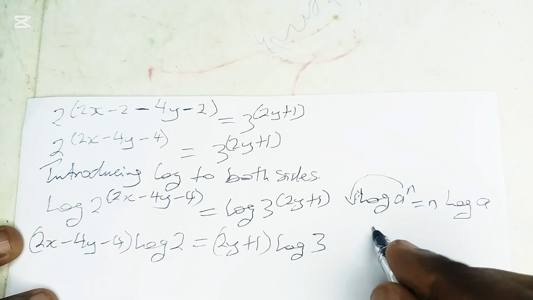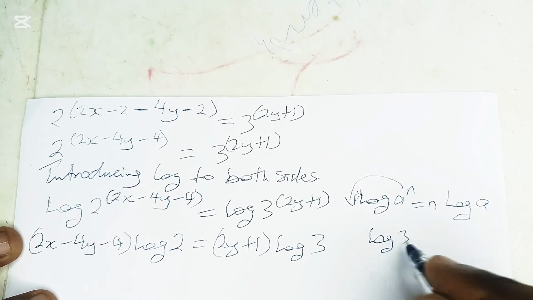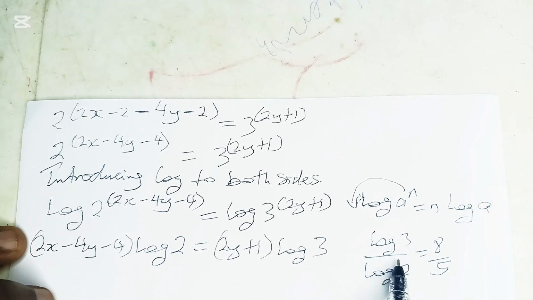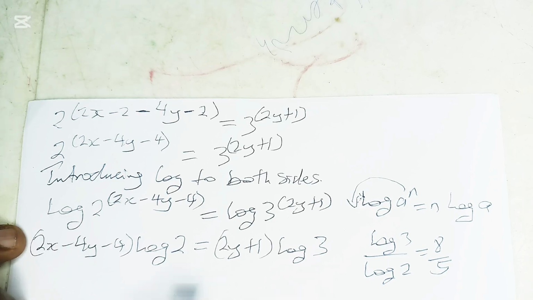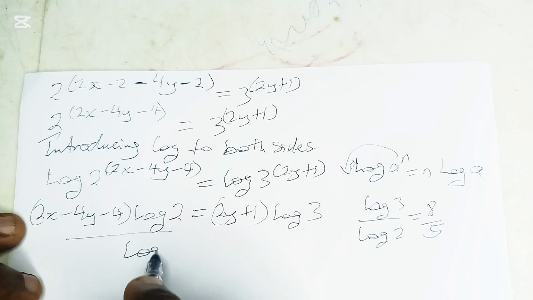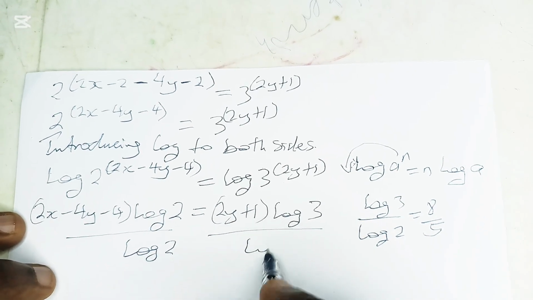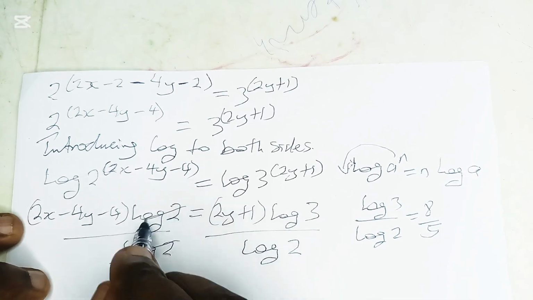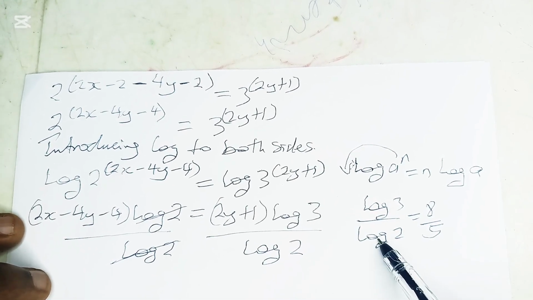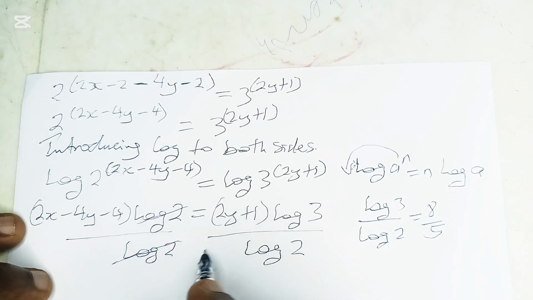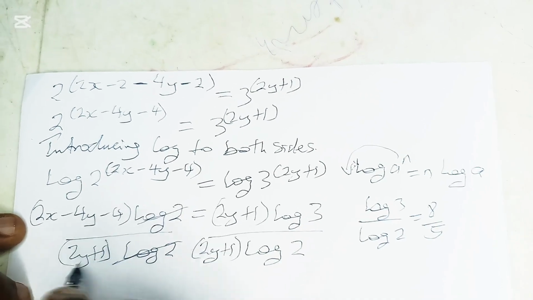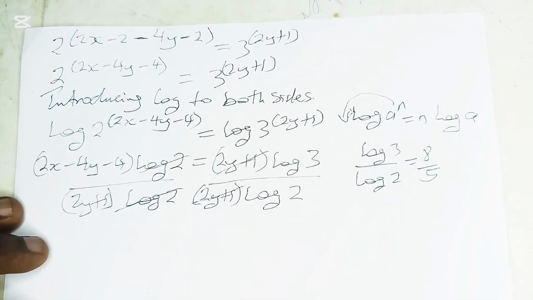Remember that we are given that log of 3 over log of 2 is equal to 8 over 5. So to have this pattern, we must have log of 3 divided by log of 2. Therefore, we divide both sides by log of 2. This cancels this. So we have log of 3 over log of 2, which is in this format. But now this is a barrier. So we have to divide both sides by 2y plus 1. This cancels this. So what do we have over there?